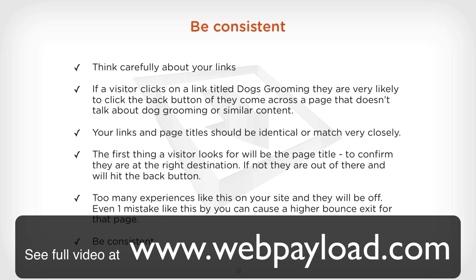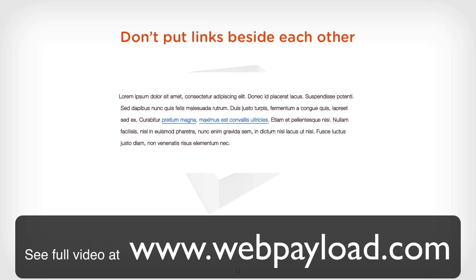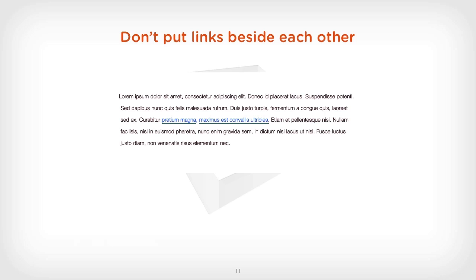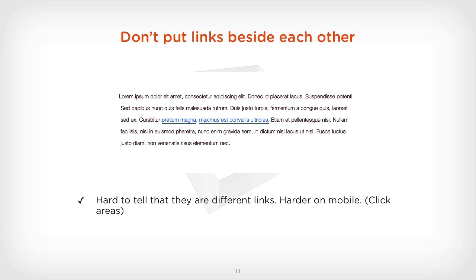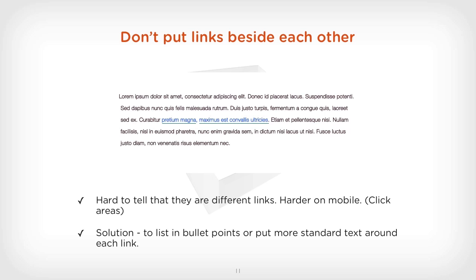Be consistent. Don't put links beside each other. If you look at the example there, on a quick glance it just doesn't look like there's two links there. It looks like a single link joined together in the middle with something, but there's two links there and you just wouldn't want to do that. It's hard to tell they're different links. It's harder to click each link on mobile again. The solution is to list in bullet points or put more standard text around each link to break them up.